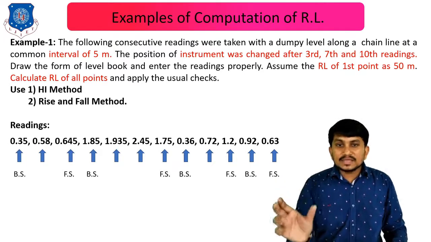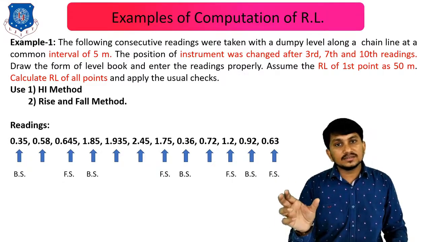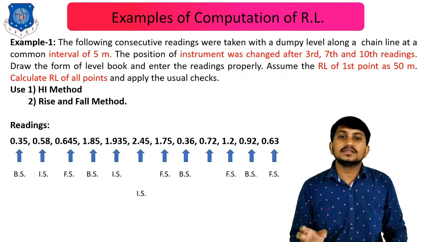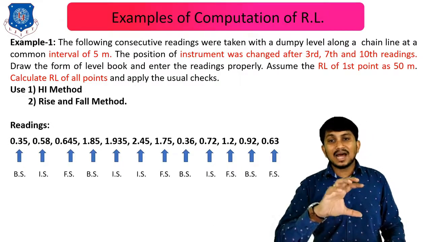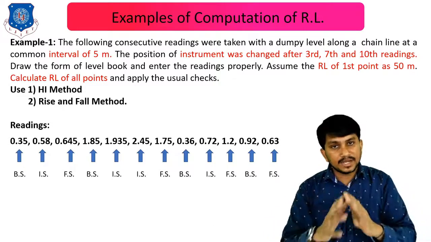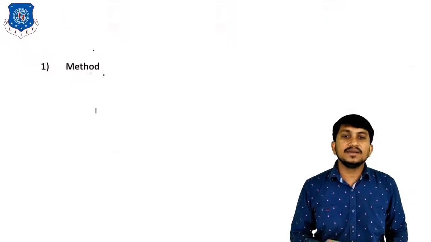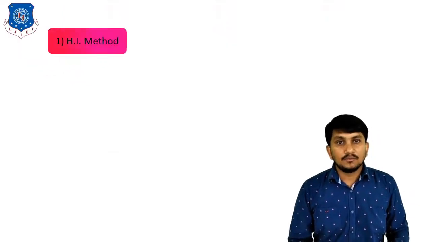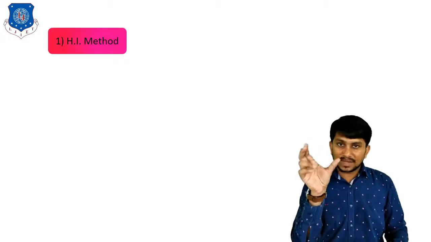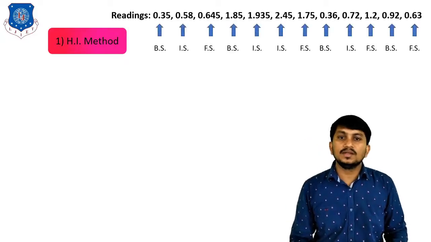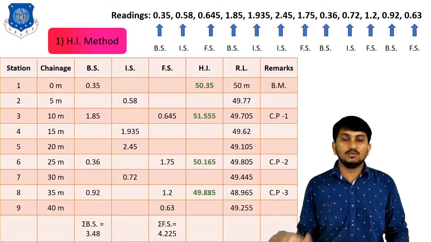In between FS and BS, the readings which are there are IS. This is how we can name the readings. After naming the readings, we are preparing the page of the level book. This is the page of the level book.